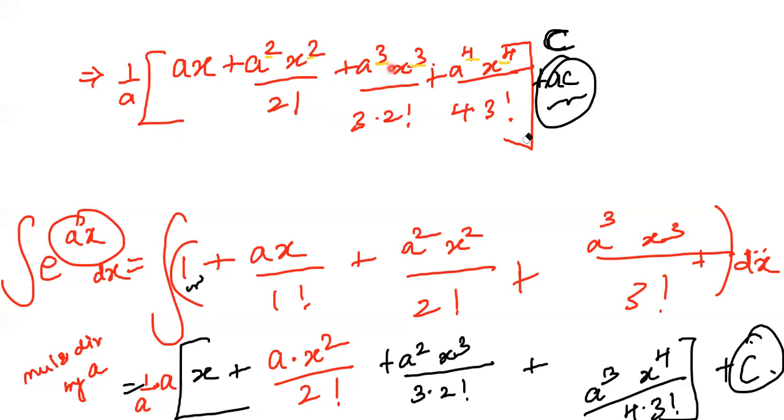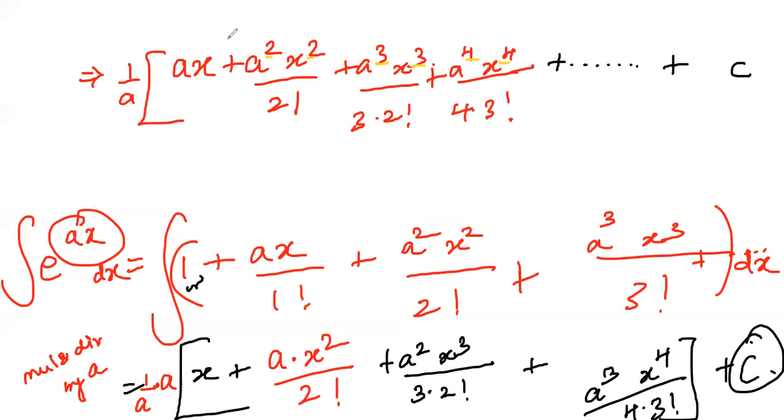Let me remove this bracket. You'll be having plus and so on. At last we'll be having C, right? So when you multiply this by A, it became AC. I just want you to rewrite this now.